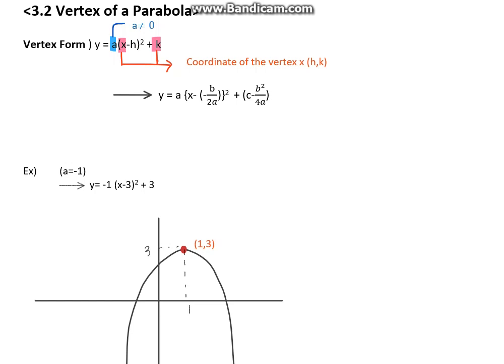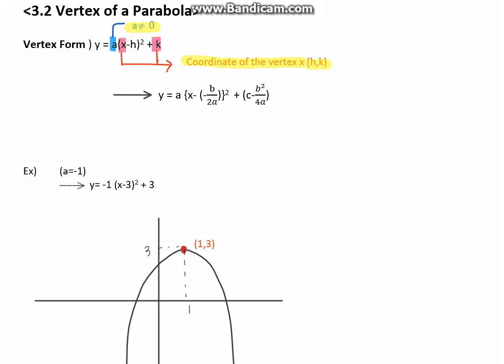3.2 is vertex of a parabola. So, the vertex form of a function would be basically this: y equals a(x minus h) squared plus k. The important thing here is that a is going to be anything but 0, and also h and k are going to be the coordinates of the vertex, which is (h, k).